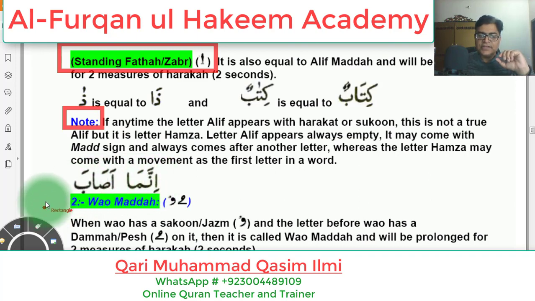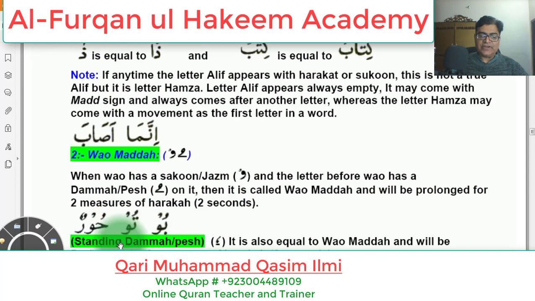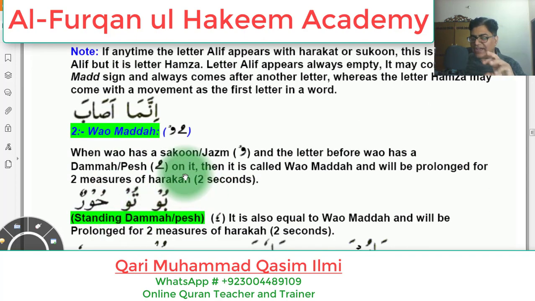Asab. Alright. Number 2, Waw Maddah. When waw has a sukun, jazm, waw sakina, and the letter before waw has a dhamma, a pesh on it, then it is called waw maddah and will be prolonged for 2 measures of harakat, 2 seconds. When there is a pesh before waw sakina, the waw sakina becomes a waw maddah letter.